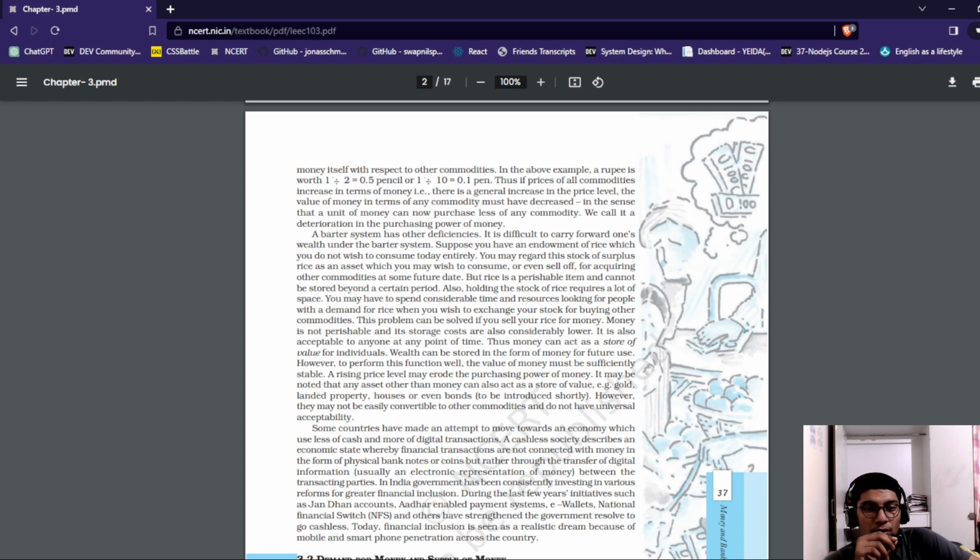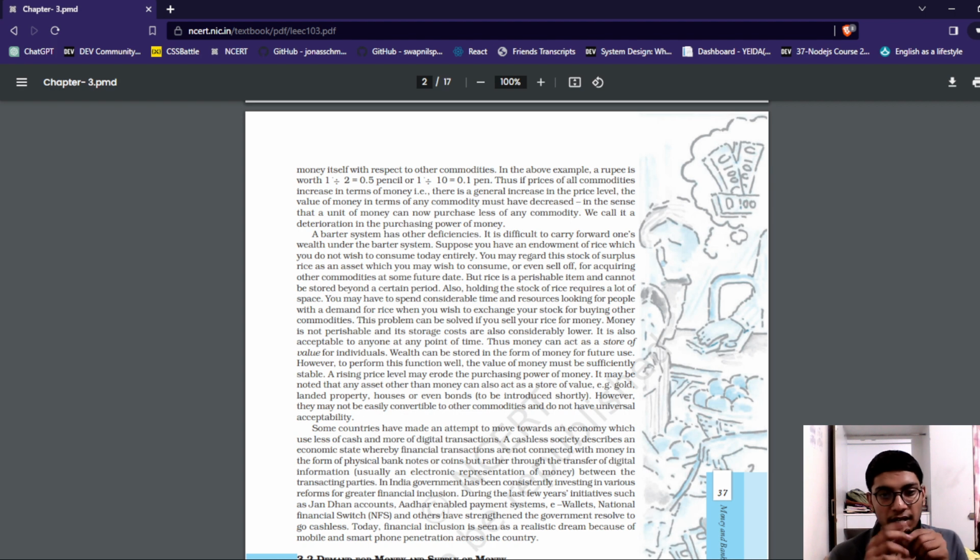This problem can be solved if you sell your rice for money. Money is not perishable, its storage cost is considerably low, and it is also acceptable to anyone at any point of time. Thus money can act as a store of value, and individual wealth can be stored in the form of money for future use. To perform this function well, the value of money must be sufficiently stable. A rising price level may erode the purchasing power of money.